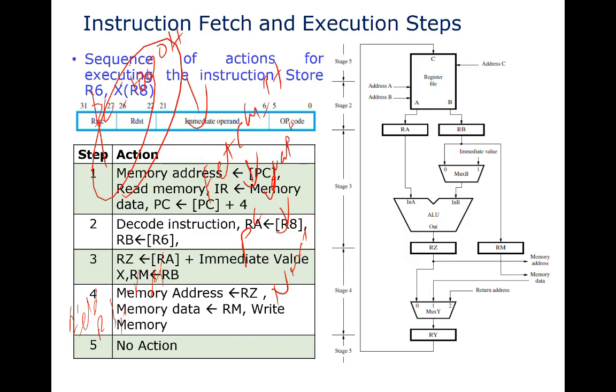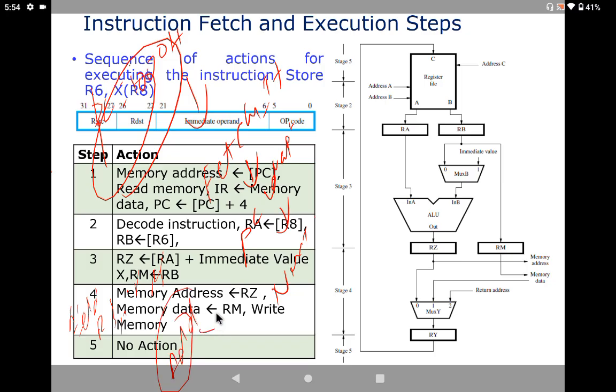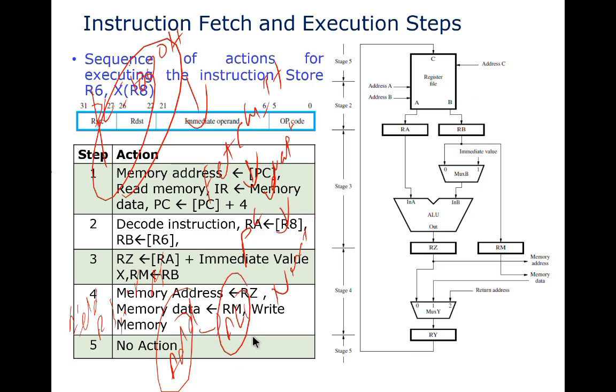Here, ADD is a control signal, and it performs one operation. Similarly, the ALU gets another control signal and performs another operation. Load and store also have their own control signals, each performing its own operation.